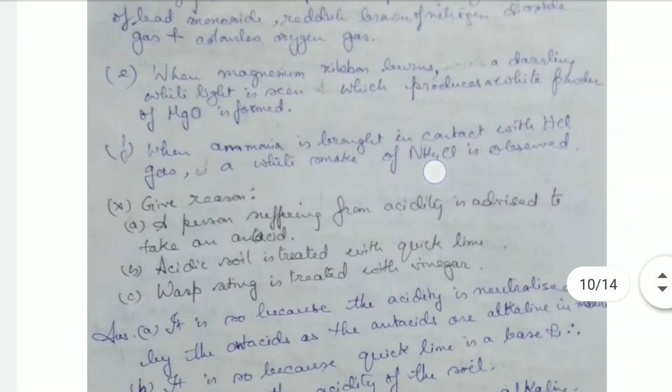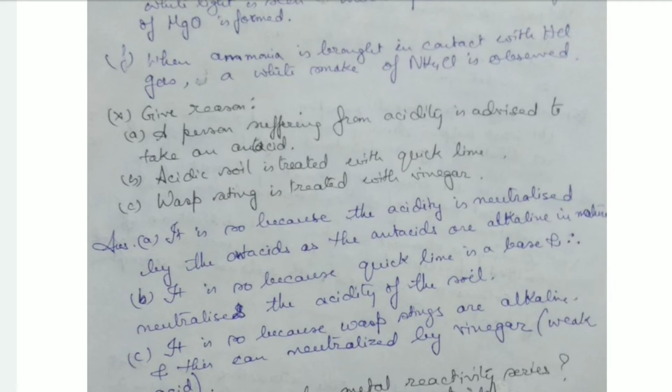The next question is: give reason, a person suffering from acidity is advised to take an antacid. When a person is suffering from acidity, he is advised to take an antacid because the acidity is neutralized by the antacid, because the antacid is an alkaline solution. It is alkaline in nature, and it will neutralize the acidity to form salt and water. We know the neutralization reaction: when a base or alkali reacts with an acid, it forms salt and water.